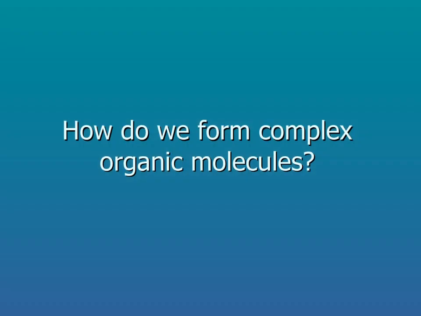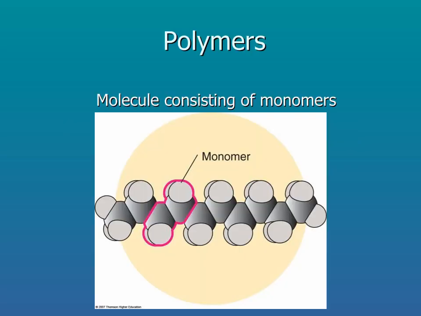How can organisms synthesize complex molecules like proteins, carbohydrates, lipids, and nucleic acids? These biological molecules are generally known as polymers. And a polymer consists of multiple subunits called monomers. So if we put a whole bunch of one type of monomer together, we get a polymer. But how do we put them together?